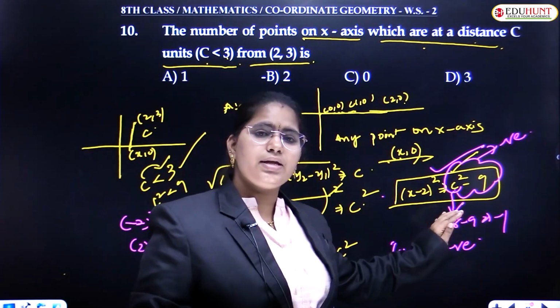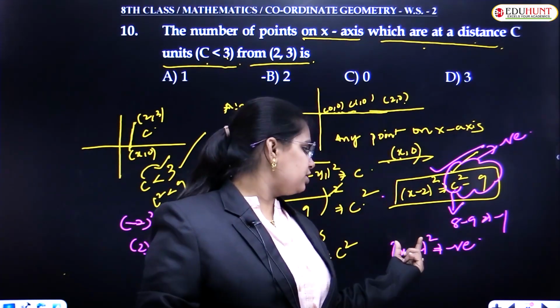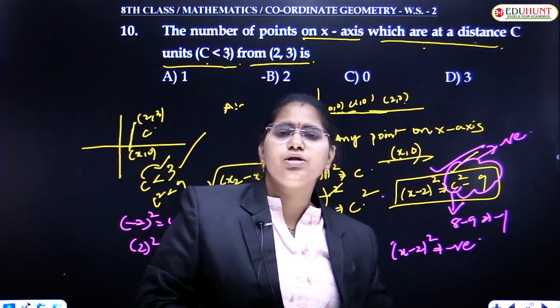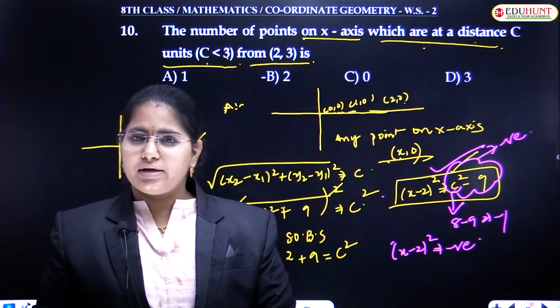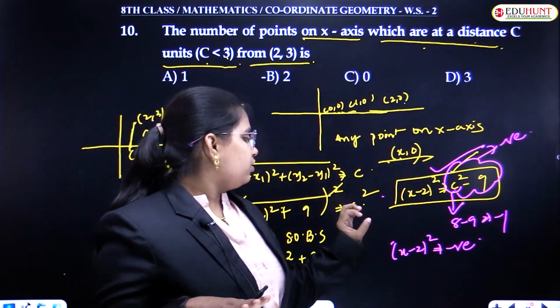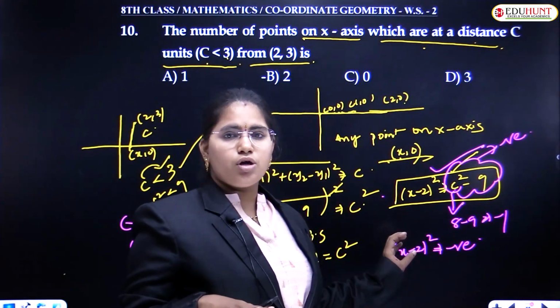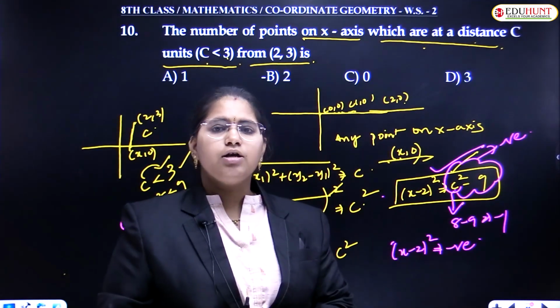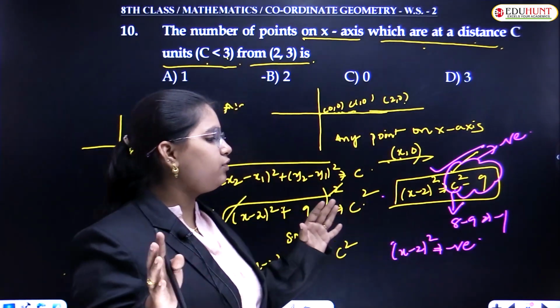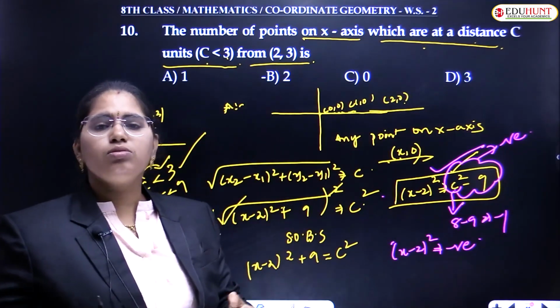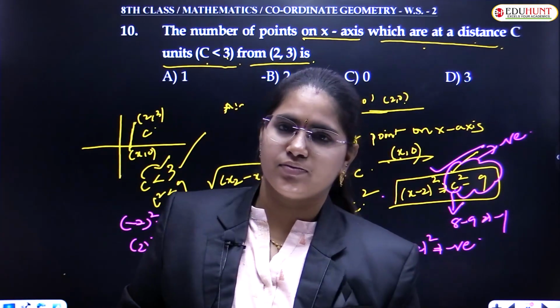Such values do not exist at all, right? How can x minus 2 squared give a negative value? We will not get it, right? So this is not the statement of the square function. This is a contradiction one, right? So now you tell me, does any number of points exist on the x-axis? No, it is not practically possible.